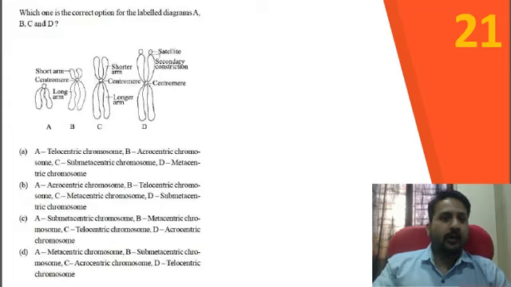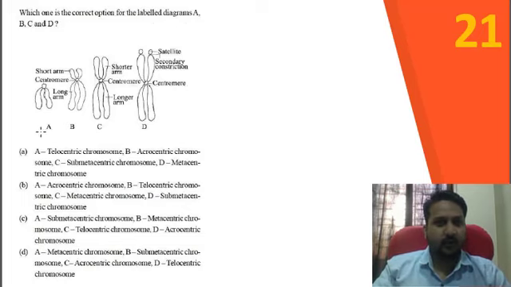Question number 21. Which one is the correct option for the labeled diagram A, B, C, D? You can clearly see here we are talking about the name of the chromosome on the basis of the position of the centromere. Now in the first one, the centromere is present very close towards the telomere. That is why the name given to it is telocentric. And in all four options, only in option A do you get A as telocentric.